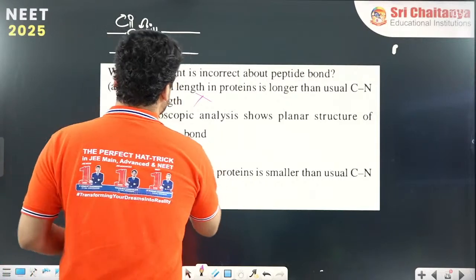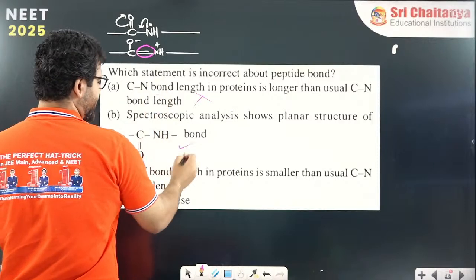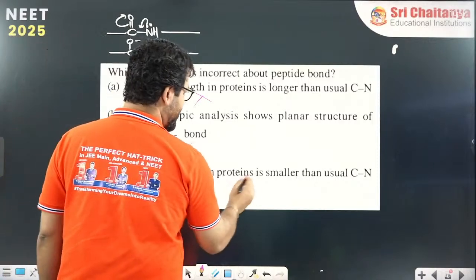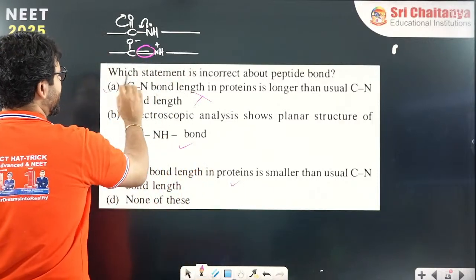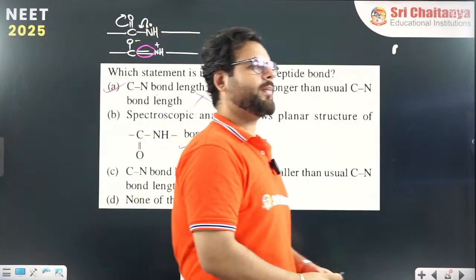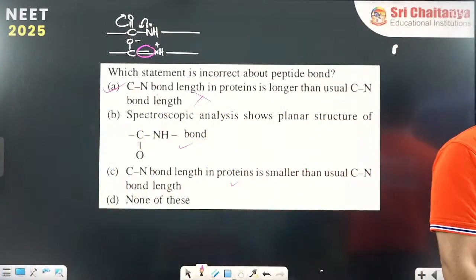It is a planar structure. Yes, it's planar only, that's why resonance is taking place. C-N bond length is smaller, that is also correct because of resonance. So A is incorrect.